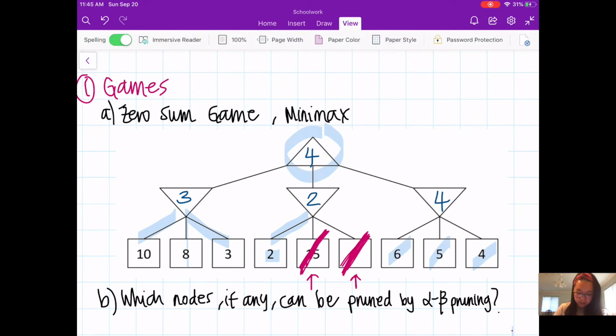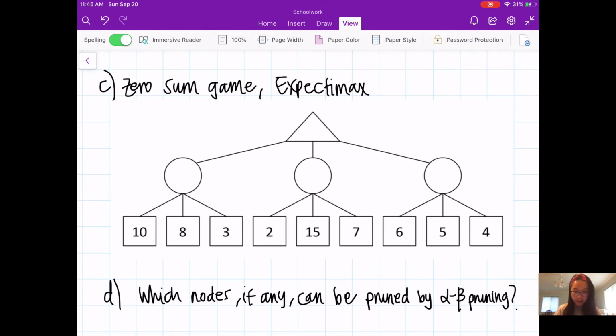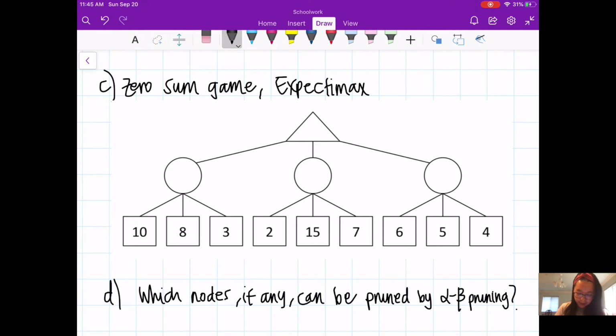Cool. Now let's move on to part C, which is the same tree in terms of utility nodes, but now it is an expectimax tree instead of a minimax tree. So because of that, the middle layer are now all chance nodes. Cool. So by default, whenever you have a chance node, it will just be an equal probability among all the children. And here we have 3 children, so each branch has a 1/3 probability.